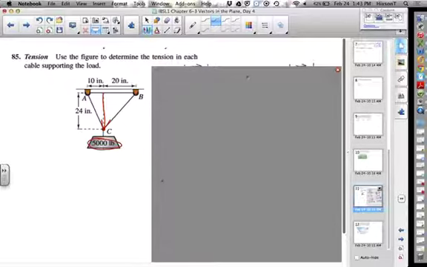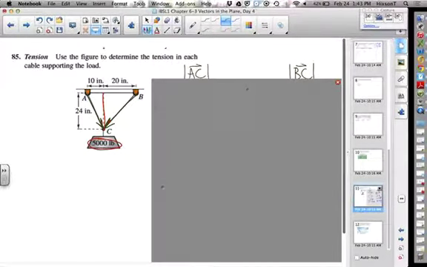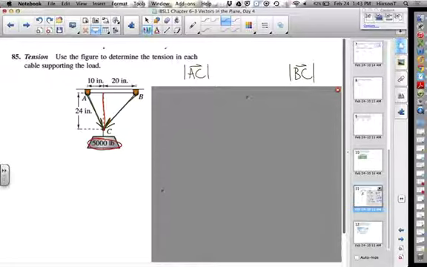What is tension? It's the force, it's the pull on that cable. So in other words, we want to find what the magnitude of this vector is and what the magnitude of this vector is. Those are the 2 magnitudes that we want to find. How much weight does that cable have to support? 5,000.